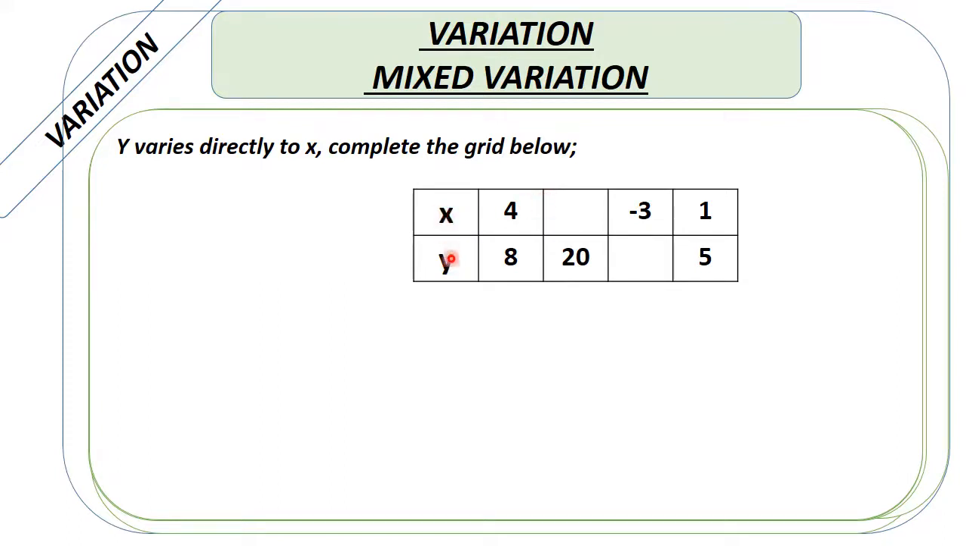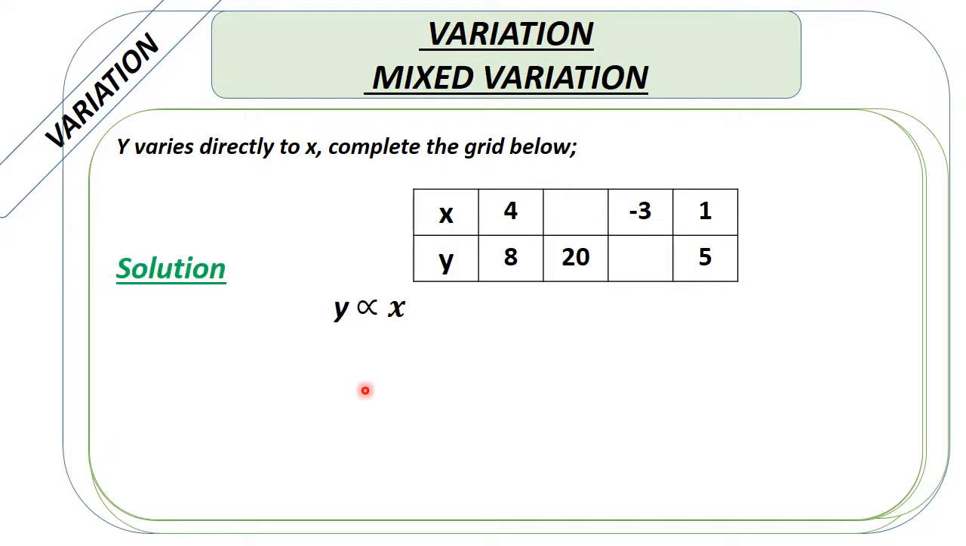So they have said y varies directly to x, then you have to complete this. To complete this is to find the missing values here. So we have 4, 8, we have 20, we don't have its corresponding value here. We have negative 3, we don't have its corresponding value here. And we have got 1 and 5.